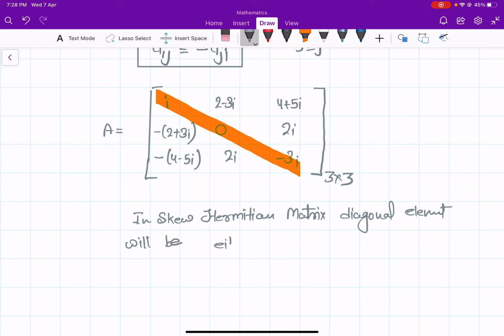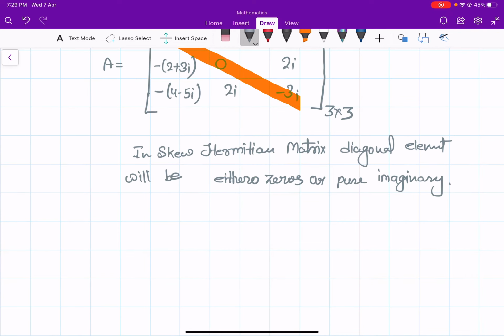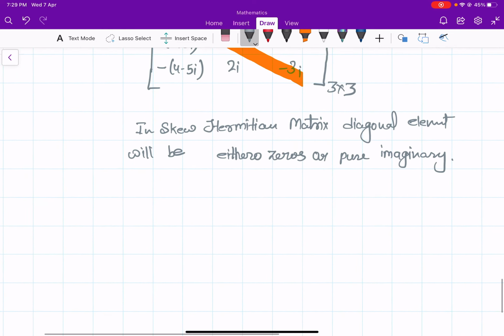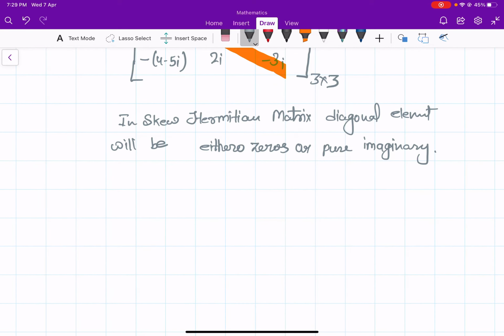either 0 or purely imaginary. So now we are talking about how the diagonal elements will be either 0 or purely imaginary. So now the aim is how.